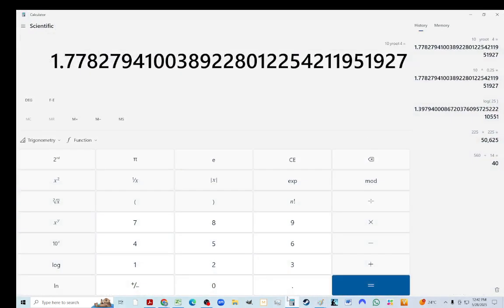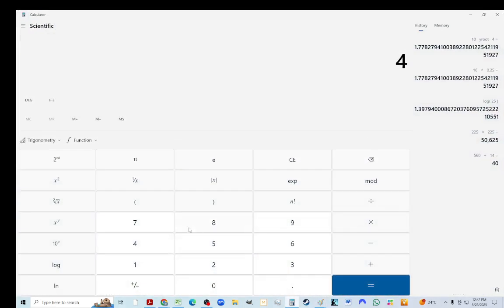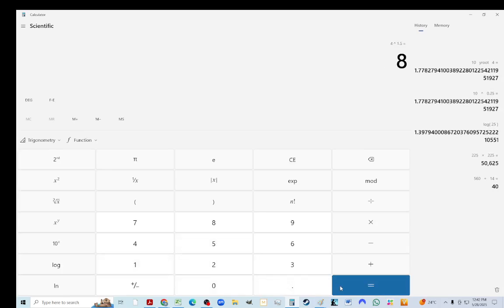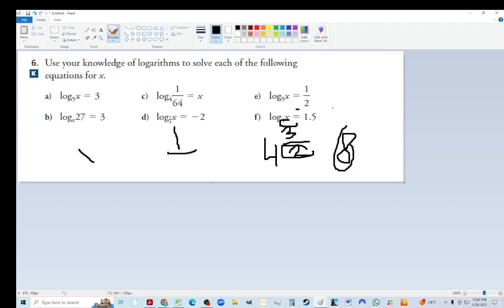This could be proven by taking 4 to the power of 1.5. 8. But you can see 8 is the same. 1.5 is 3 divided by 2. I could just do 4 to the power of 3, which is 64, and take the square root, which is 8. Or I can do the square root of 4, which is 2, and then take the power of 3, which is 8. Stretch your brain.